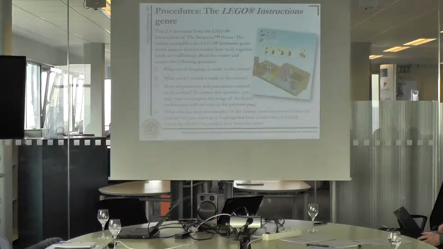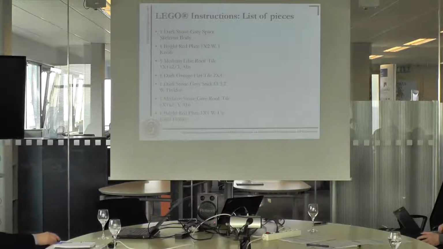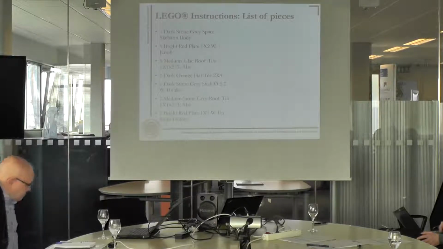The last question: what effects does the interplay of the various semiotic resources have on readers? In your opinion, if language had been used in lieu of visuals, would the effects on readers have been the same? And what I ask the students to do is have a look at the list of pieces you need for this specific stage and try to understand if they can understand what the piece is. I mean, you see, one dark stone grey space skeleton body. What is it?